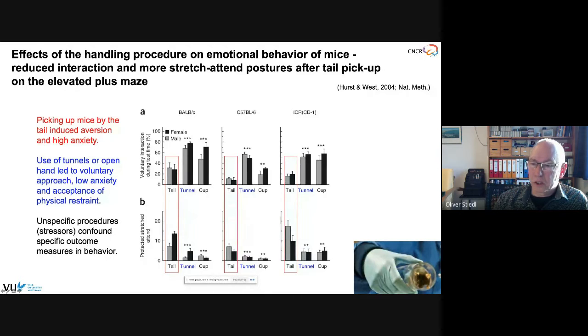There are other methods such as a tunnel. This is a plexiglass tunnel where if the animals are used to move in, they don't have to be otherwise restrained, and you can easily enter them into any test. And we have used this in the past as well. There is the cup, which means you form a cup with both hands and the animals are, let's say, habituated to enter this, and then they can be transferred in the test. And as you can see, just lifting the animals by the tail will already reduce the interaction in many lines as compared to the tunnel approach.